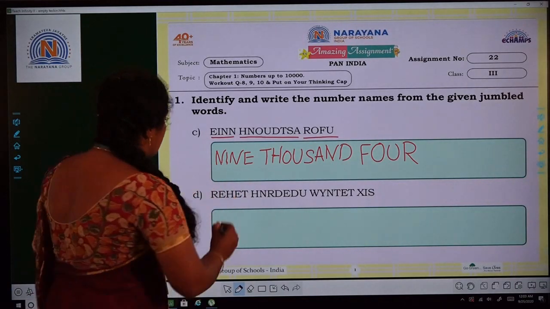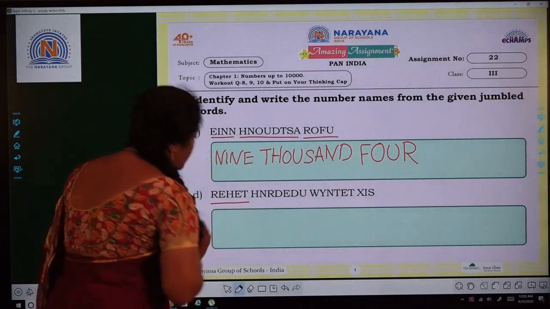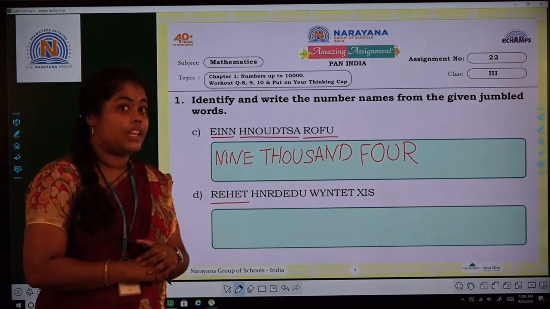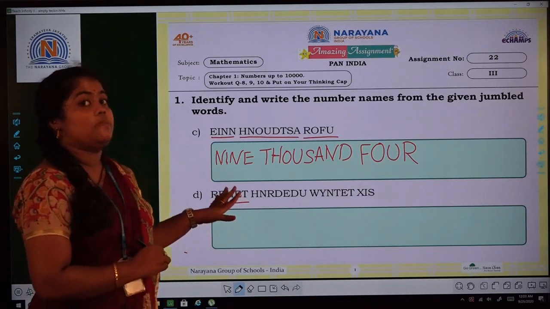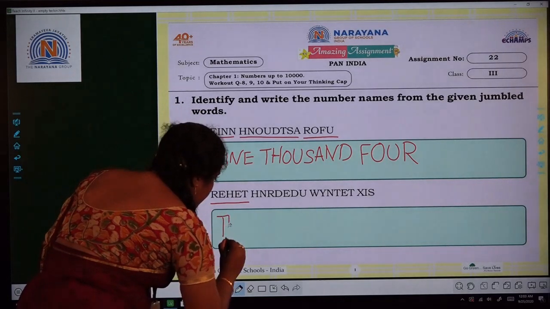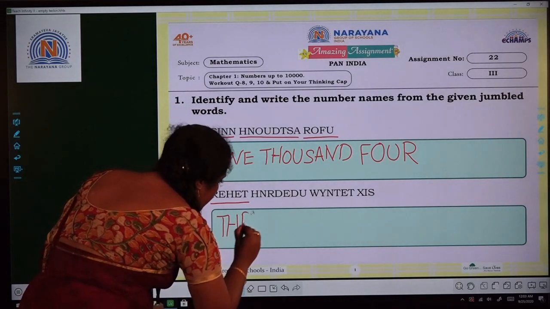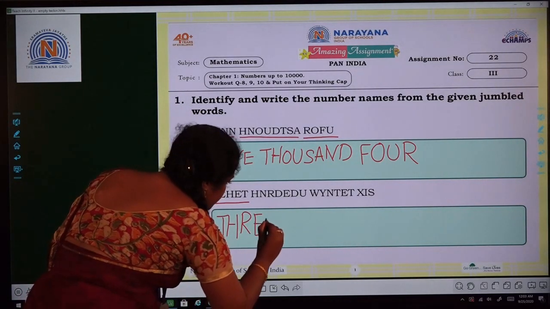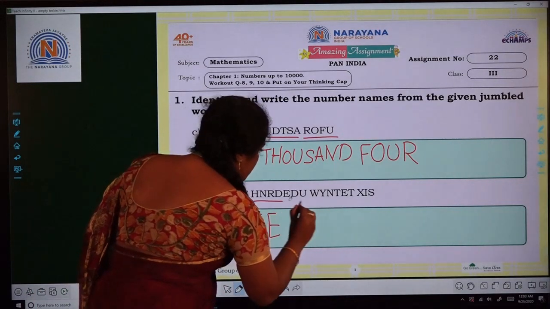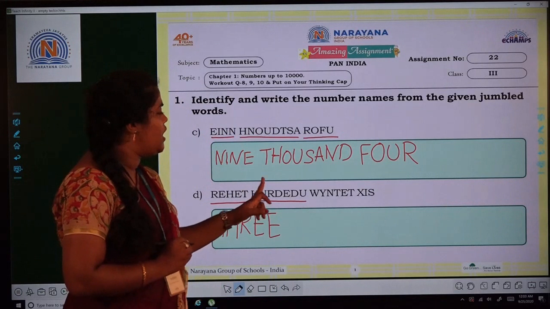Next, moving on to the next one. Here the given first word is R-E-H-E-T. Is there any word number name? Yes, it is there. 3. What is the spelling of 3? T-H-R-E-E. 3. And next, here also one jumbled word is there. What is that?